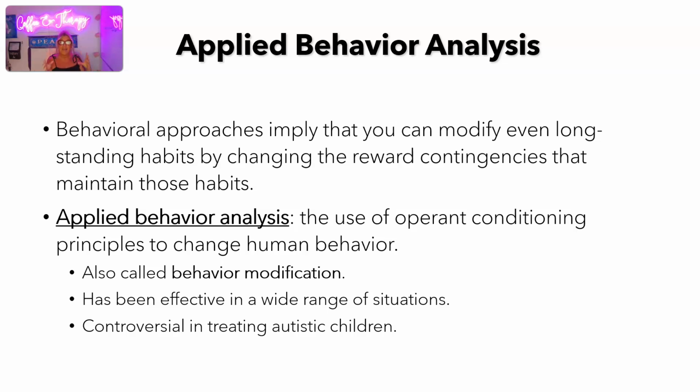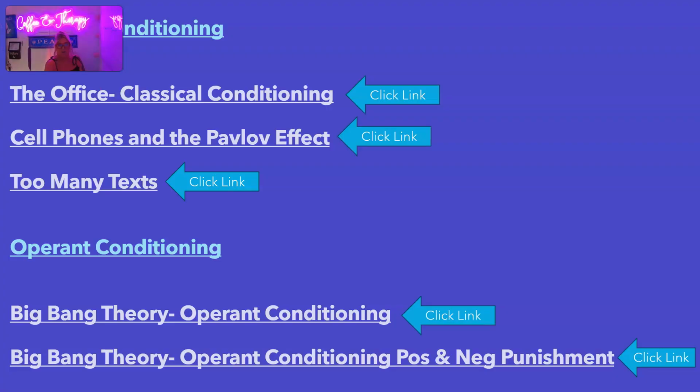But again, behavior analysts look at behavior. They're focused on what I can see. So applied behavior analysis is the use of operant conditioning principles to change human behavior, also called behavior modification. It's used a lot in elementary school. Has become effective in a wide range of situations, controversial in treating children with autism. In the book, it says autistic children. As a therapist, we say children or adults with autism.